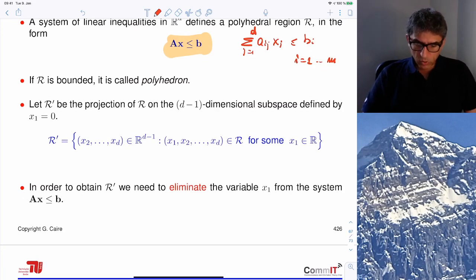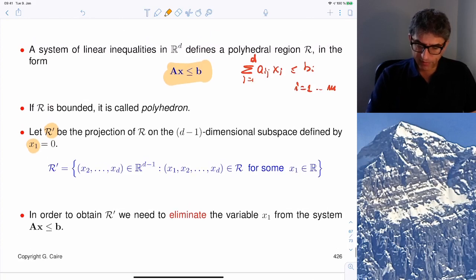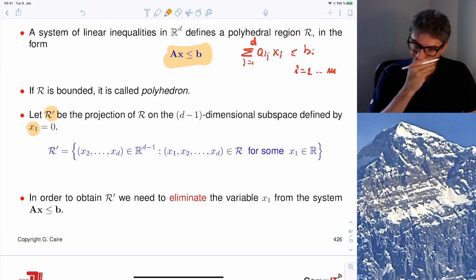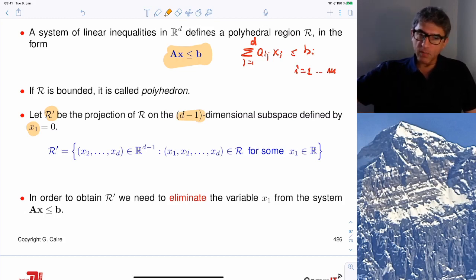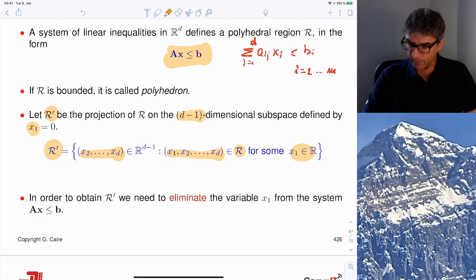Okay, so we want to eliminate one variable. Without loss of generality, we can say we want to eliminate x1. So we want to find the projection R prime of the region identified by the system of inequalities into the lower dimensional space, the d minus one dimensions that involve all the variables but x1. So in other words, we want to find the set R prime of all the possible d minus one tuples x2,...,xd such that x1, x2,...,xd are in R for some x1.